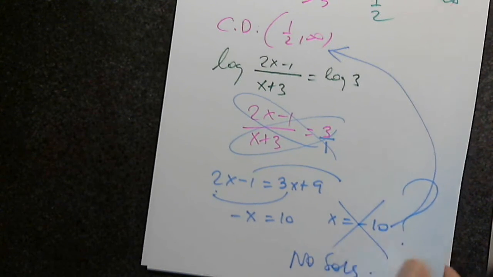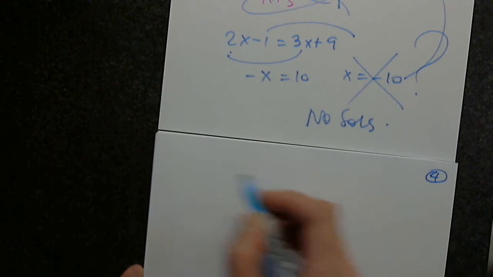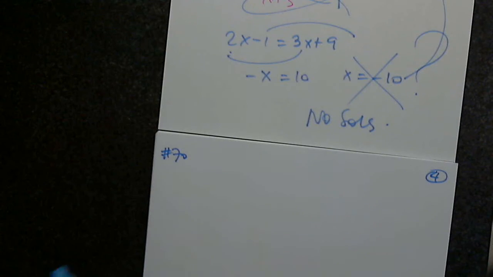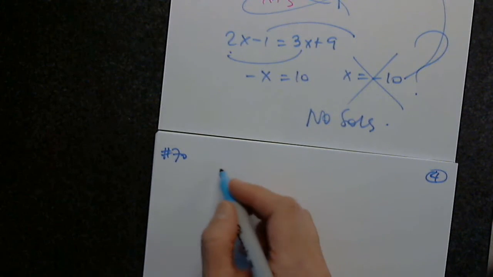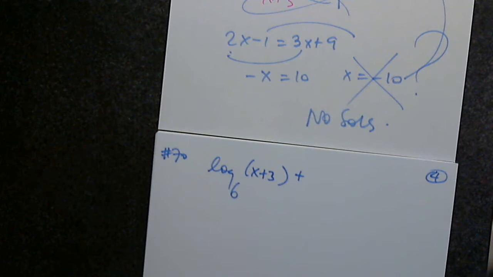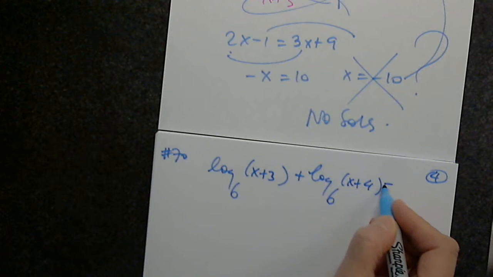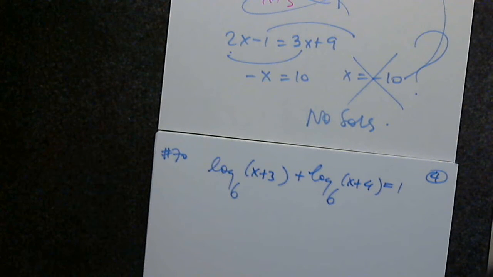Problem 70. Any questions from me before we move on? 70. Log base 6 of x plus 3 plus log base 6 of x plus 4, they say equals 1. Okay.